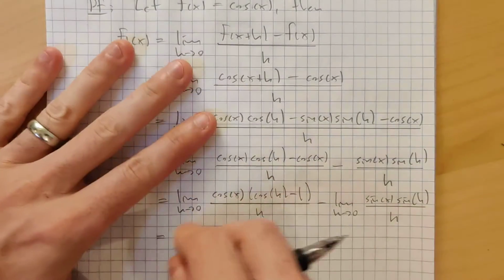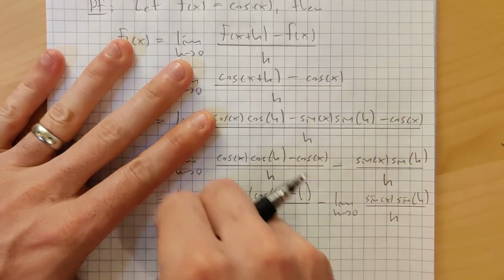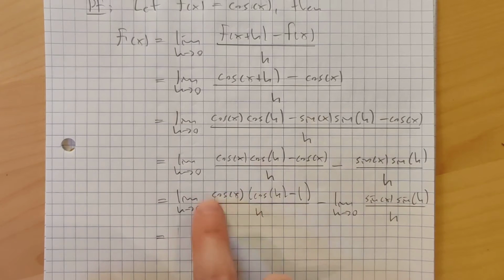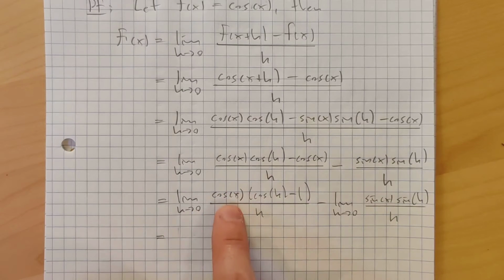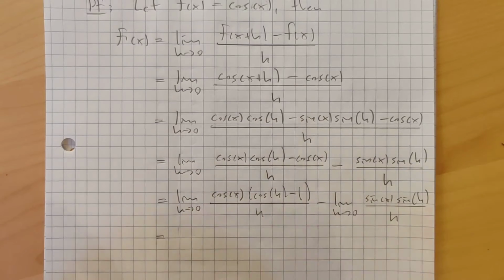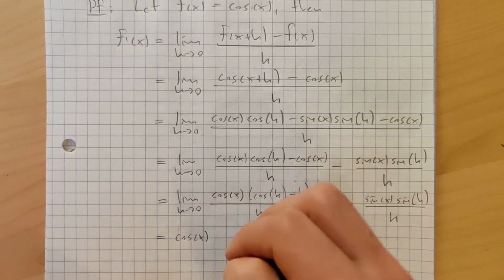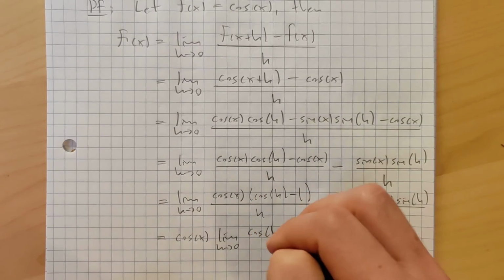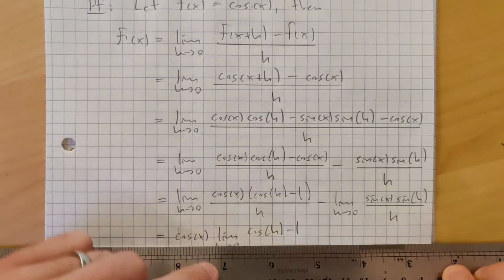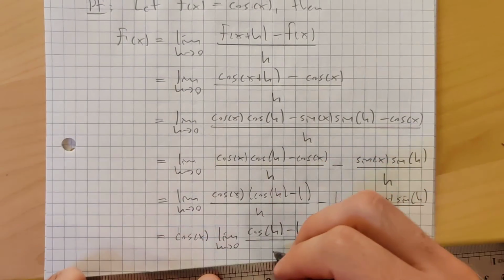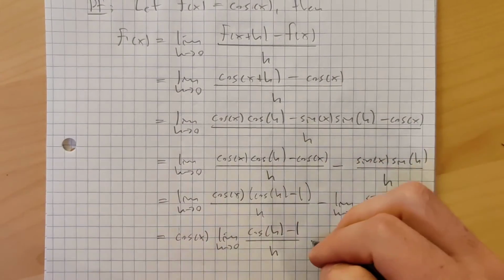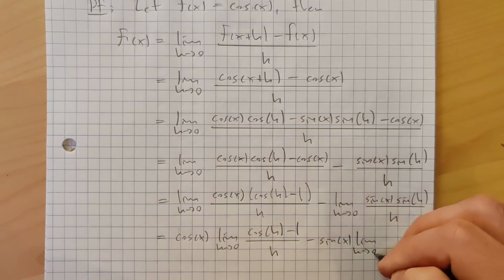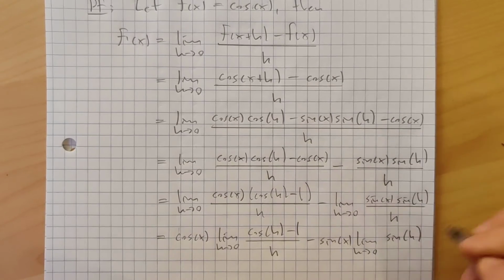The next thing I should do is notice that in both these limits, the cos of x doesn't depend on h, so it's constant with respect to h, so I can pull it out front of the limit. So I can write cos of x times the limit as h approaches 0 of cos of h minus 1 over h. Similarly, over here I can pull the sine of x out front, so I have sine of x times the limit as h approaches 0 of sine of h over h.